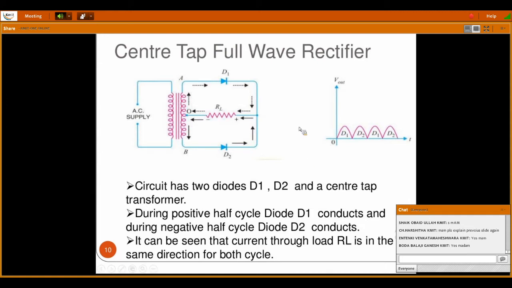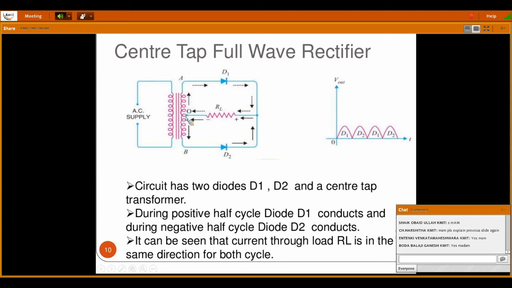Here also we have a transformer, but this transformer is called a center tapped transformer. I'll explain what that is. First, see the components that are used. Here we are using two diodes. One diode conducts for one half cycle and the other diode conducts for the other half cycle. And the output is taken through the load resistor RL.